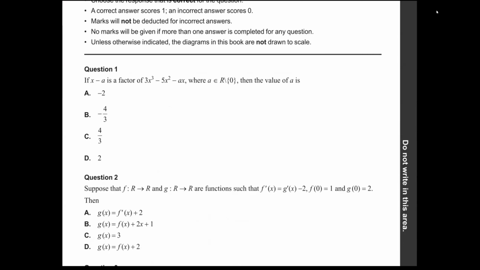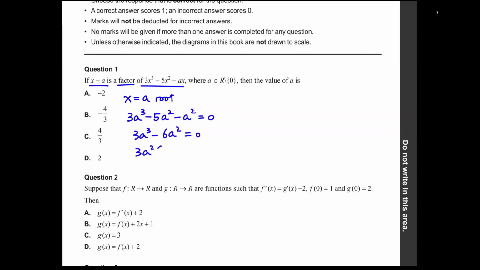Multiple choice questions. This is a factor of this polynomial. If it's a factor, x equals a is a root. So you can substitute that in and get everything equated to 0, and you will get 3a cubed minus 6a squared equals 0. Take out the 3a squared, and you have a minus 2 equals 0. Notice a is not equal to 0, so a is just 2. Option D.